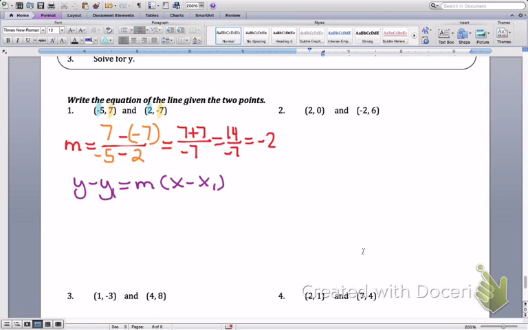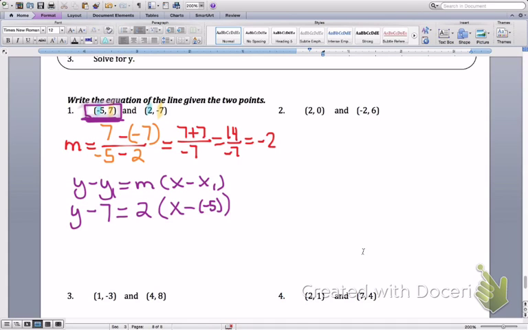Now we have to pick one of the 2 points, either the first point or the second point. I usually just go with the first one. I'm going to plug in the -5 and the 7 into my equation. So it's y minus 7, and I don't need parentheses for this one. I'm going with this point right here again. Equals m, my slope, which is -2, times x minus my x value from the point, which is -5. I'm putting parentheses because it's a negative.